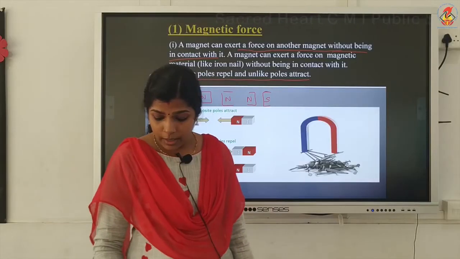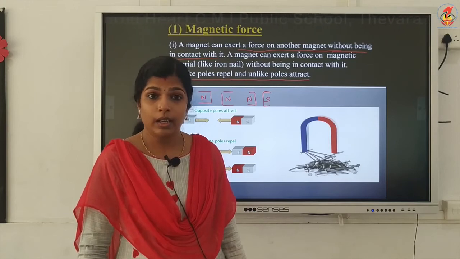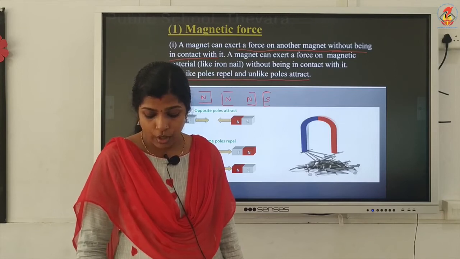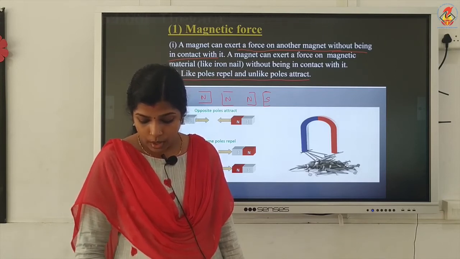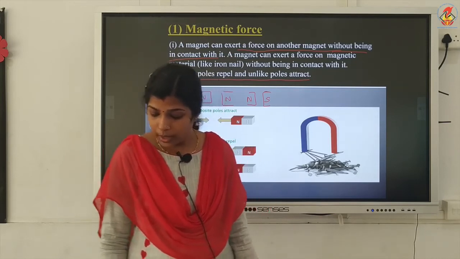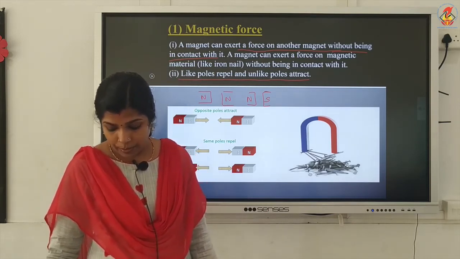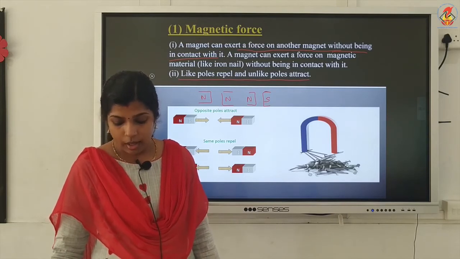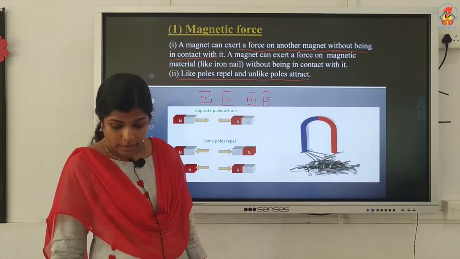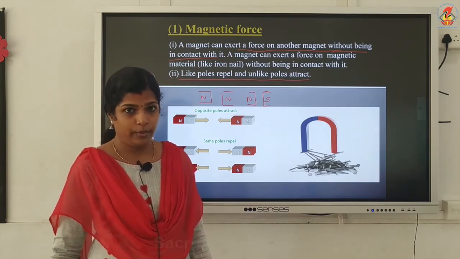Actually, a large magnet is used to pick out scraps of iron from the garbage. It is using force to lift the iron pieces. This force is called magnetic force. Thus, two magnets attract or repel each other depending on which ends are facing each other. Like poles repel each other, whereas unlike poles attract each other. That's about magnetic force.